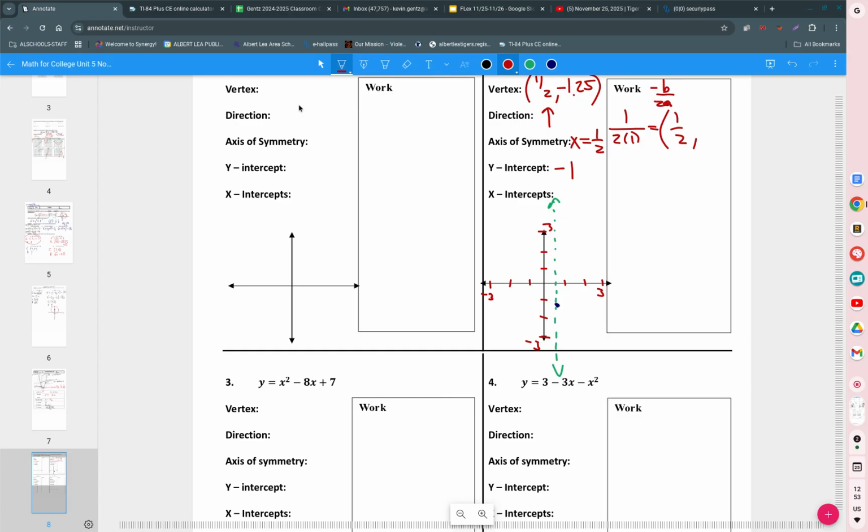Finally, I have the x-intercepts. Now what I do is I take my function and I set it equal to 0. 0 equals x squared minus x minus 1. On Friday, we looked at examples that all factored. This does not factor. If it doesn't factor, then what do we use instead?